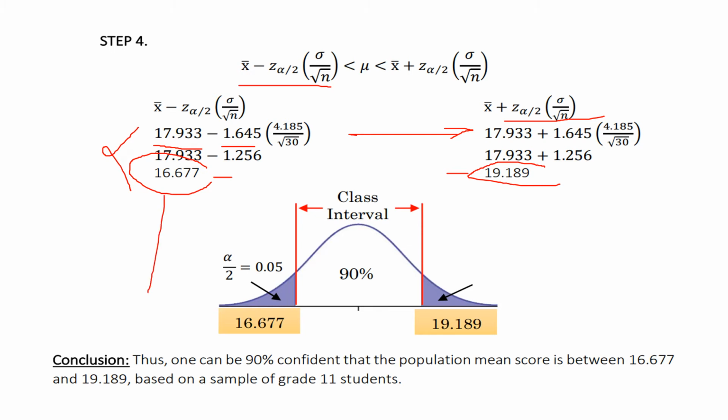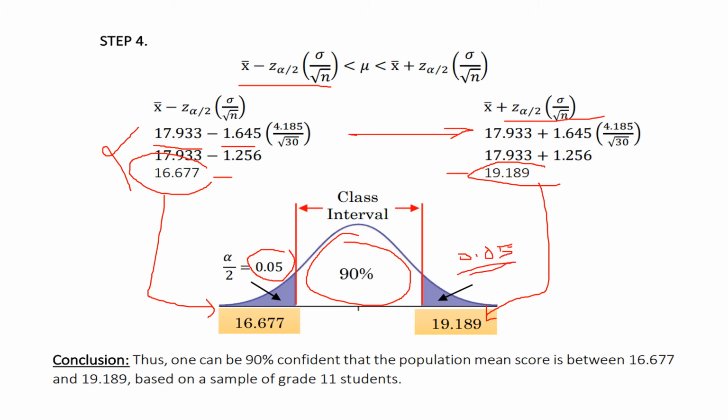So if we're going to graph this one, this will be your 16.677 and this will be your 19.189. So in this portion, that will be your 90% confidence interval. Once we know that, that will be your alpha over 2 here, that will be 0.05. So there is a 0.05 here. So there is a typo here.